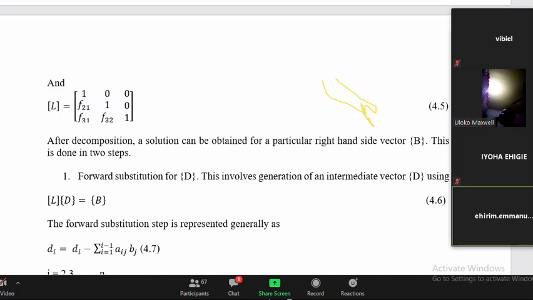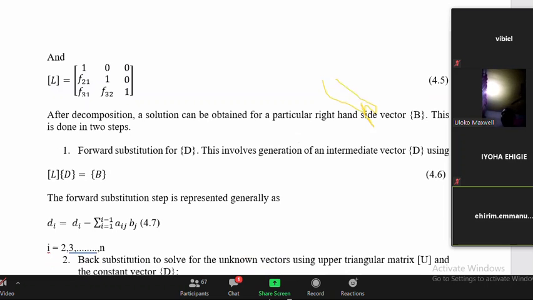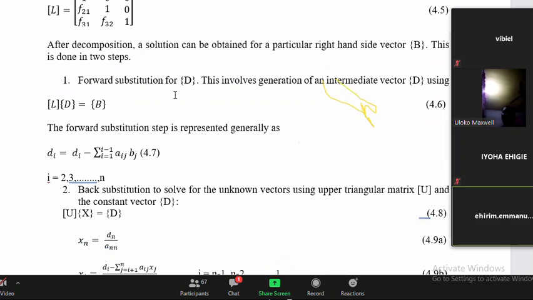All right. So we move on now. We want to move on to another step. After the decomposition, a solution can be obtained for a particular right-hand side vector B. This is done in 2 steps. One, forward substitution for D. We want to calculate D as an intermediate.